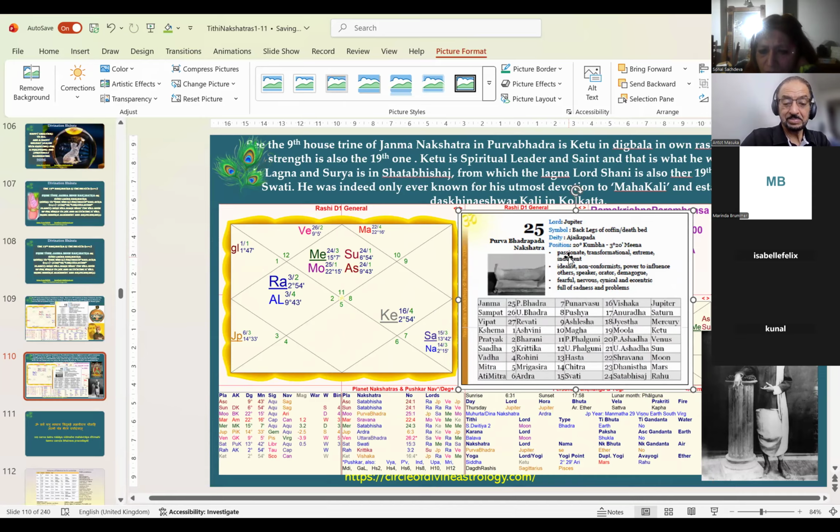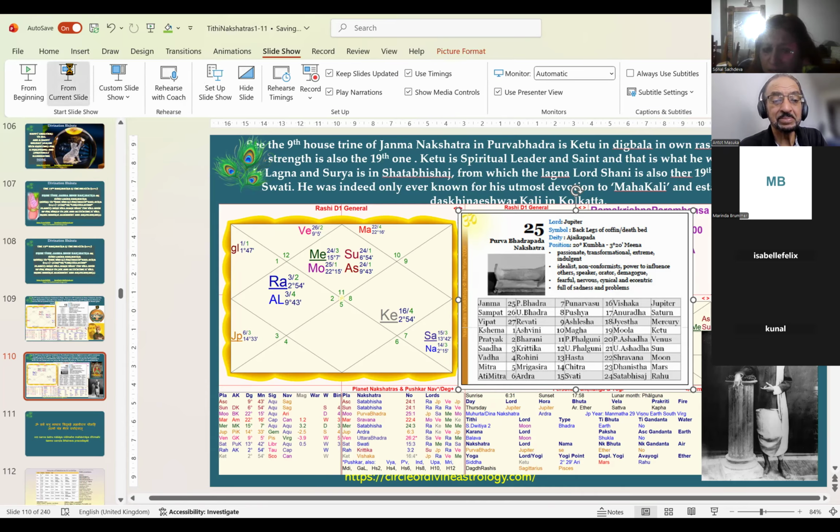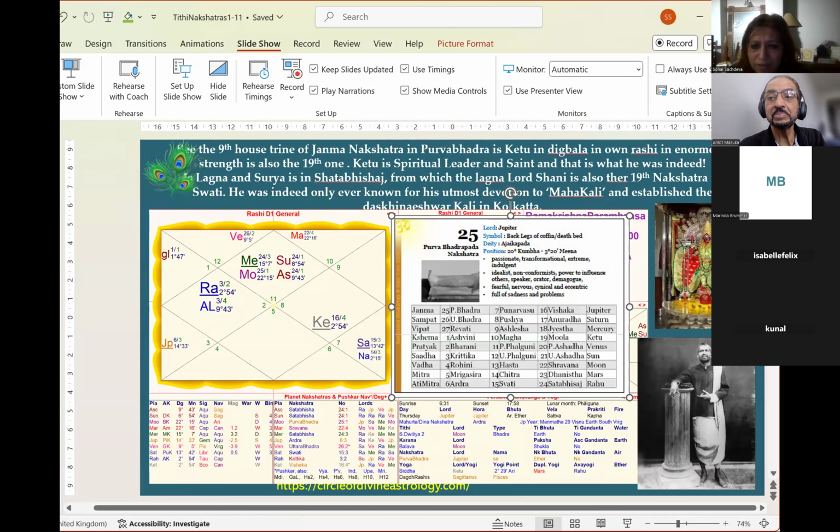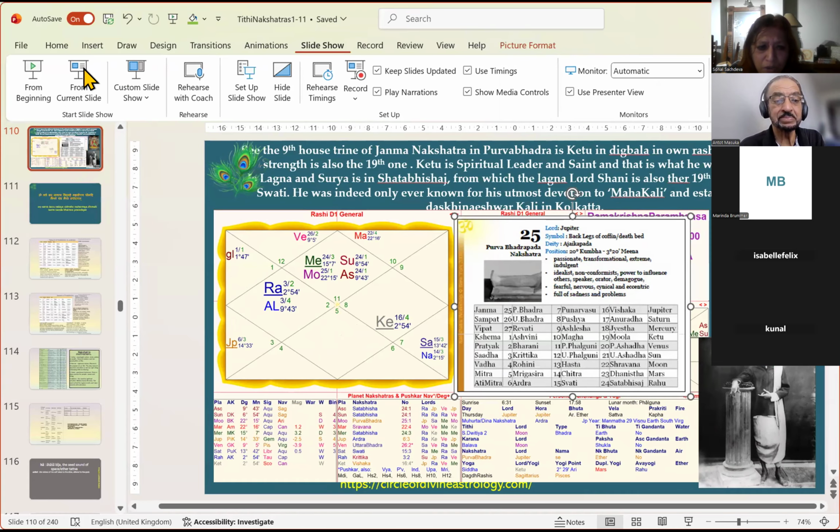His Purva Bhadra, the 16th nakshatra, which is Vishakha, is actually his 19th Bhagya Nakshatra. So can everybody see this? Yeah. Guys? Nobody can see this? Yes, I can see some of them. Okay. So that's quite good, isn't it?